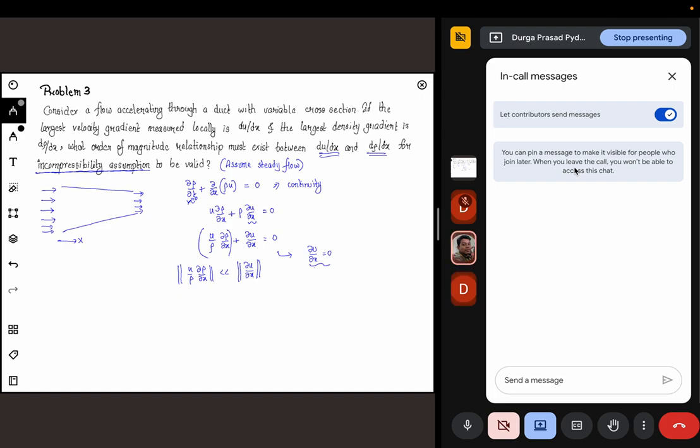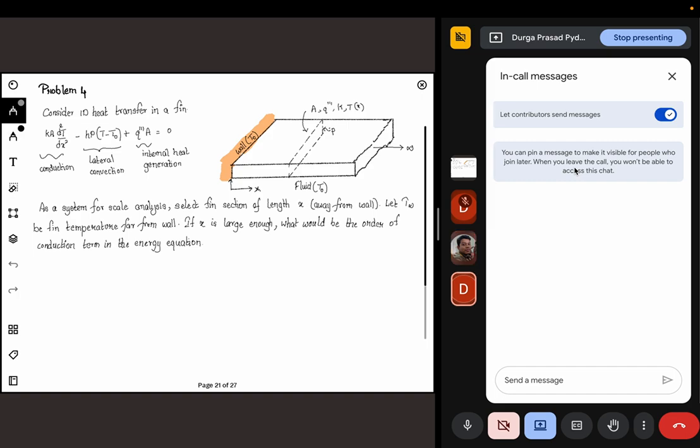Okay. Next problem is on something called a fin. So the problem is like this. You have a wall which is at temperature T0, and then you have an extended surface from the wall which is going to infinity. So you have a very thin surface, and that is extending to infinity.